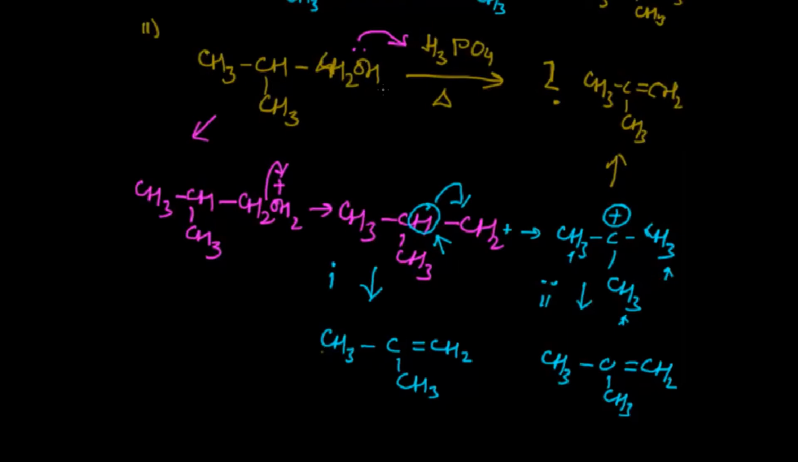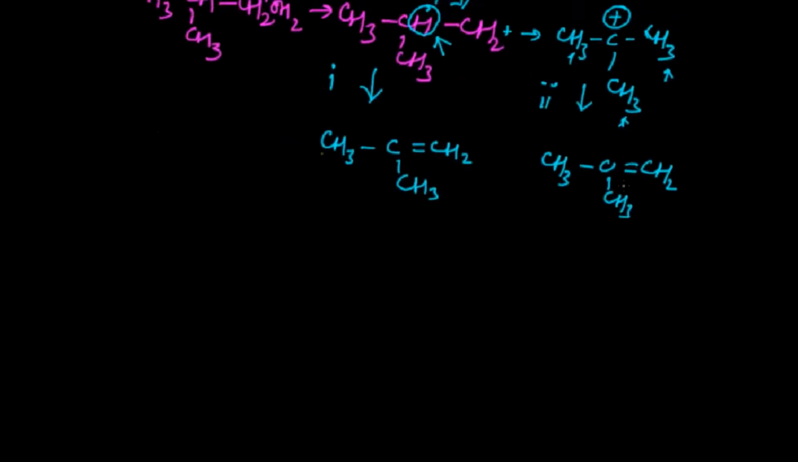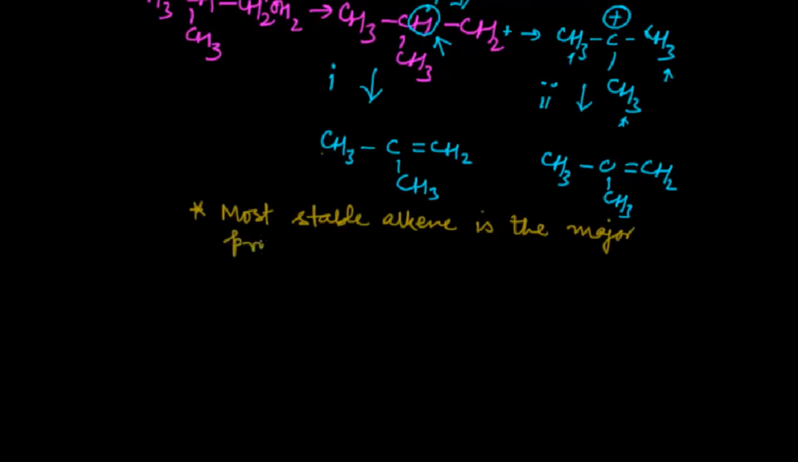Now when there are multiple centers or multiple types of rearrangement possible, this is to be remembered: in this elimination it is always the most stable alkene that is the major product. So this is to be remembered, and it's very, very important. And so let us have some other example like this.